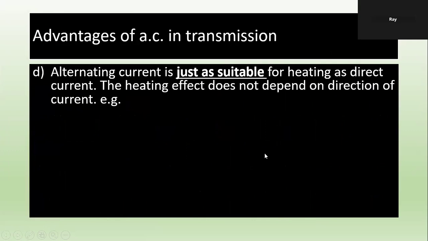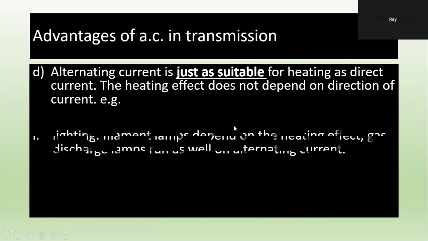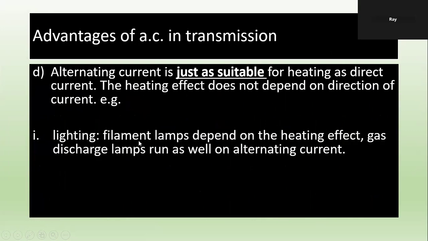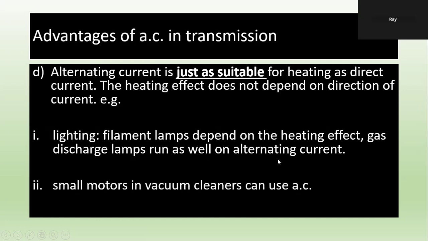Alternating current is just as suitable for heating as direct current. Right? Heating doesn't depend on direct current alone. Alternating current is suitable, as the heating effect does not depend on the direction of current flow. For lighting, a filament lamp depends on the heating effect, so a gas discharge lamp runs as well on alternating current. Small motors in vacuum cleaners can use AC.